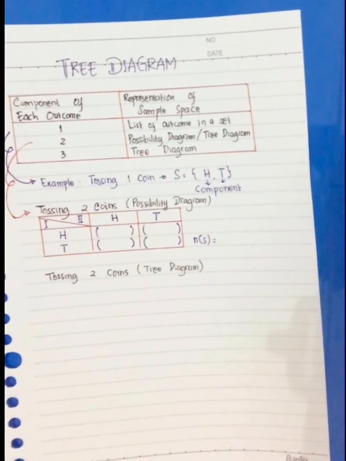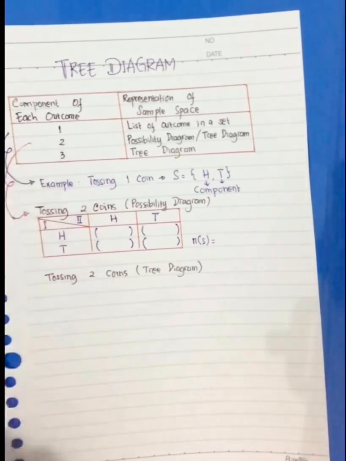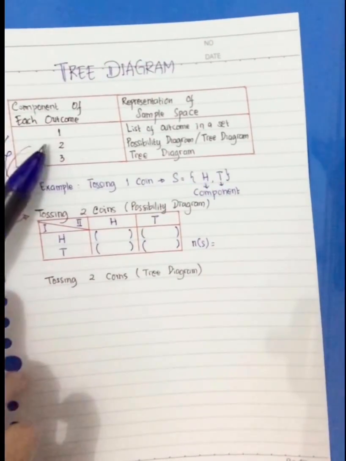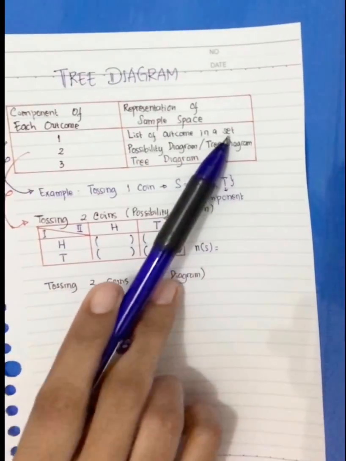Okay, now I'm going to explain tree diagrams. First of all, let's consider this table. From this table, we can see that if each outcome has only one component, it is the same case as what we discussed in chapter 11 book 2, probability of single events. So for each outcome we only have one component, and we can just write the sample space using set notation.